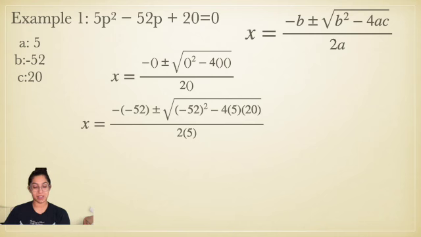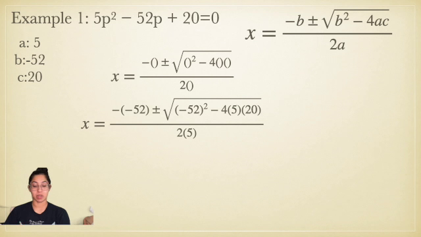So negative 52. Let's work on that first. The negatives cancel out, so that's just positive 52. Next, I want negative 52 squared, which is 2,704. And then I want 4 times 5 times 20, which is 400.